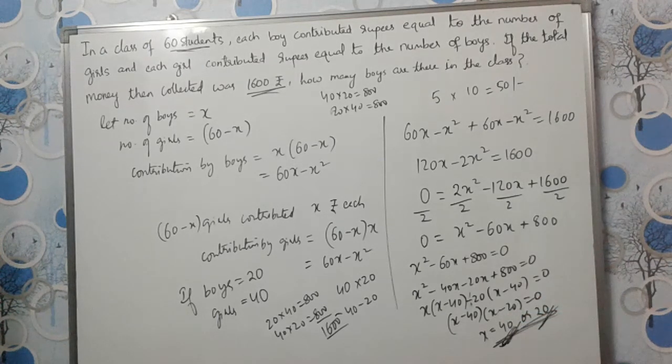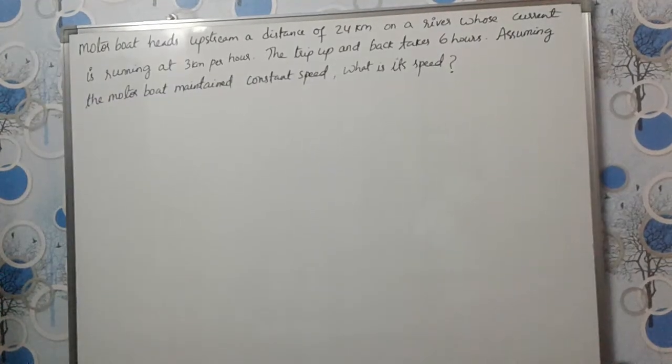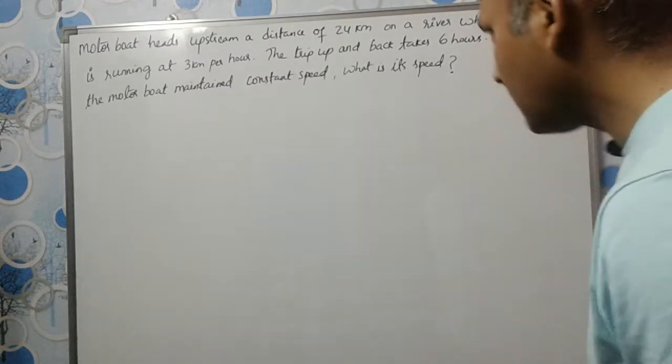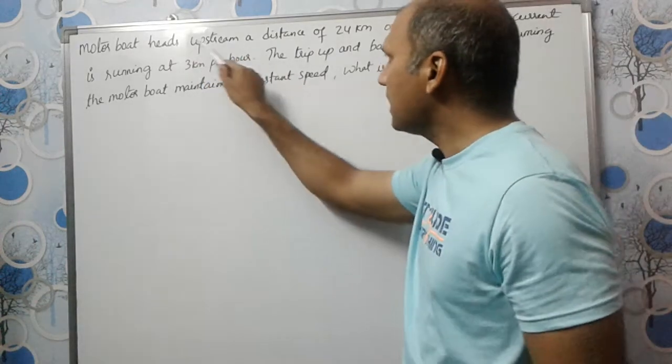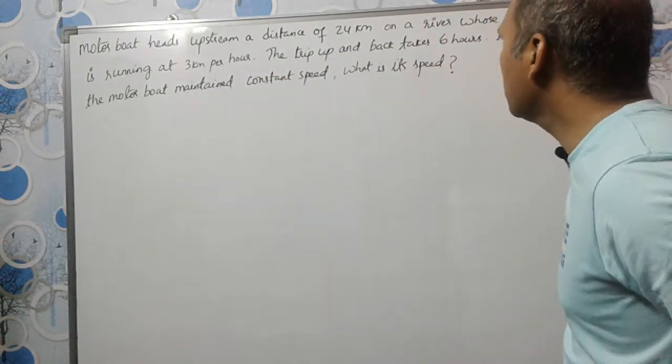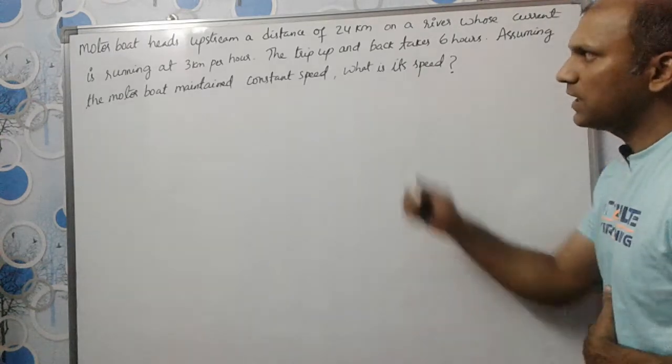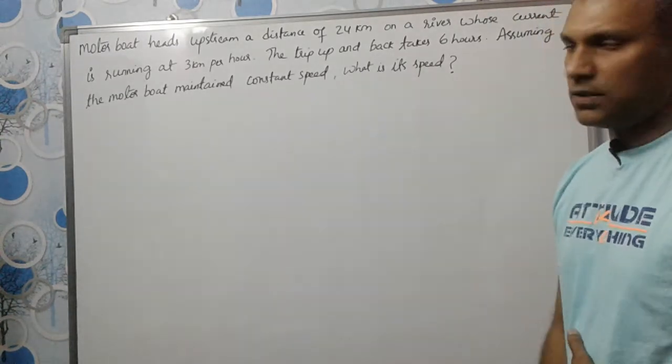I am going to pause this video, rub this and write one more question. Alright, we are going to solve this problem. A motorboat heads upstream a distance of 24 kilometers on a river whose current is running at 3 kilometers per hour.